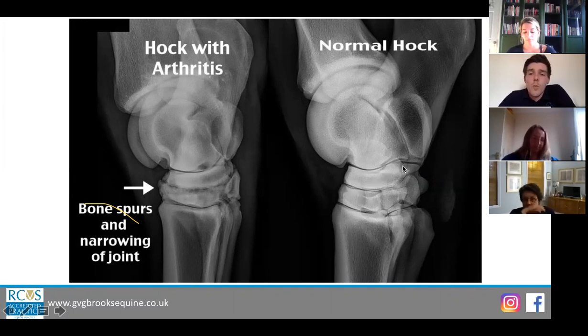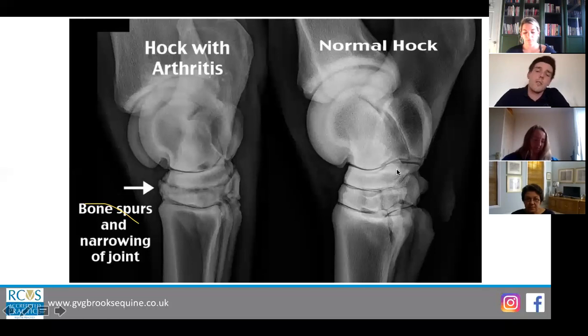So the white is the bones that we're interested in, and then the black in between, they're the joint spaces. So they're those spaces that I said have got some cartilage in there, either side of the bone, and there's also joint fluid floating around in there, lubricating that joint. So this one on this side is a nice healthy joint.